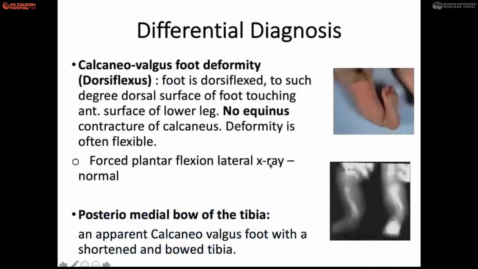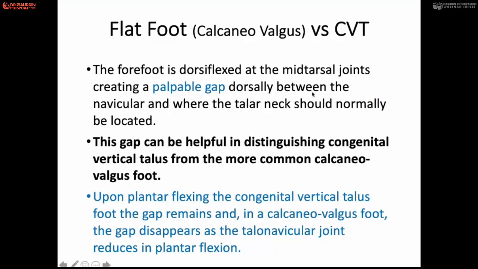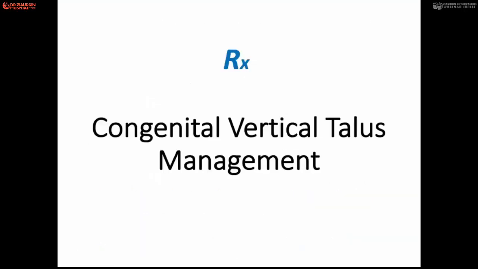I can say, so here when you feel it, because of the dorsolateral dislocation of the navicular joint, you find a palpable gap. But when you plantar flex, this gap persists. While in pes plano deformity, there is no gap felt on the dorsolateral surface. So this is the differential feature in the pes plano valgus and congenital vertical talus.